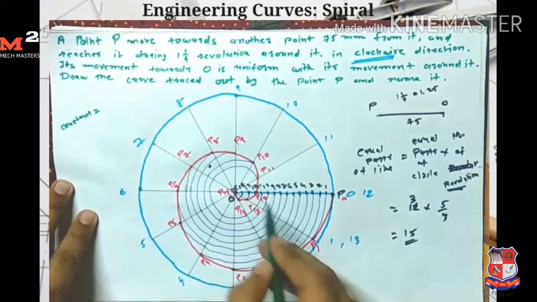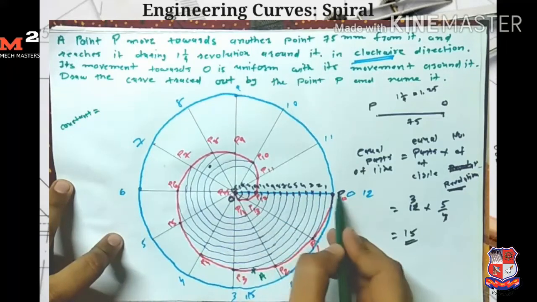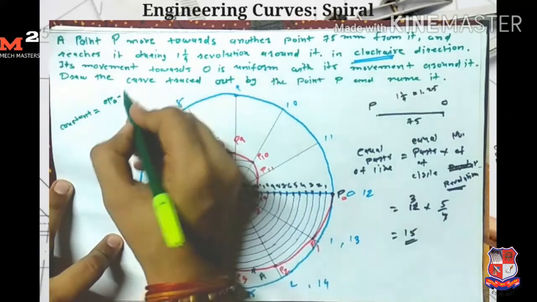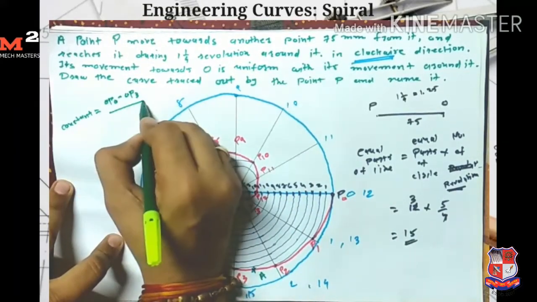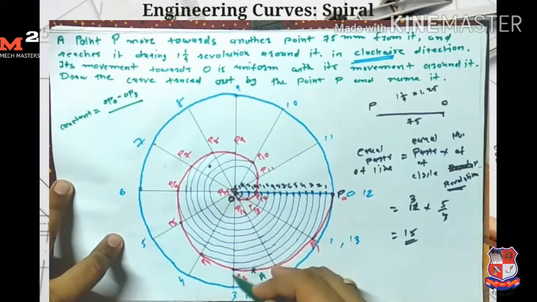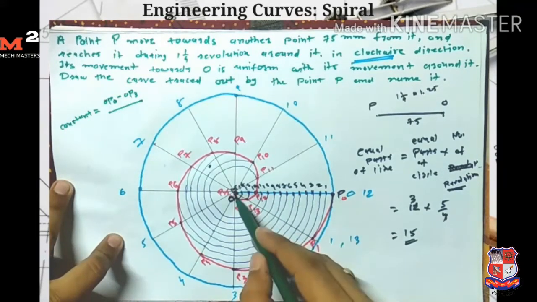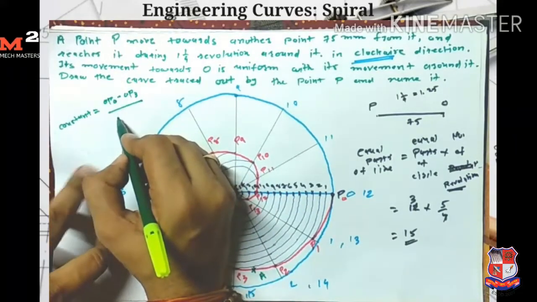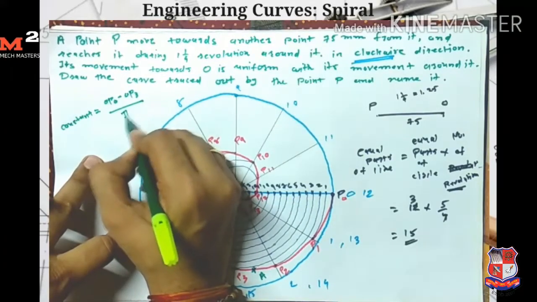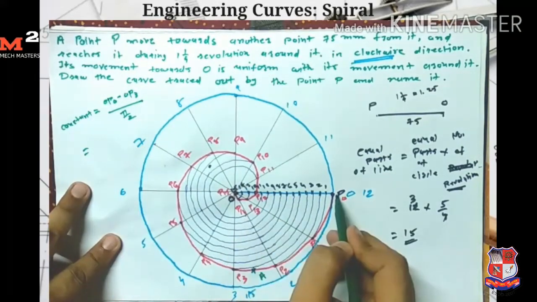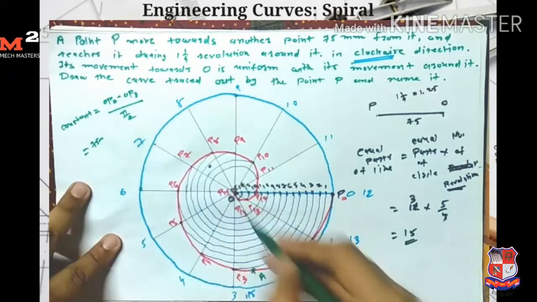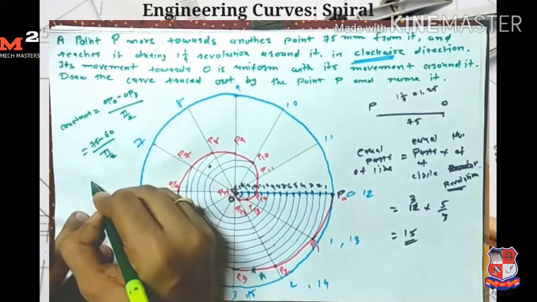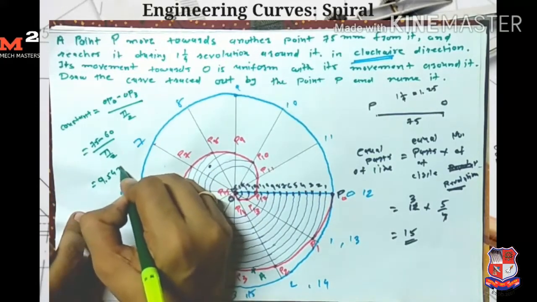The constant is equal to, here I take two radius vectors, one is OP0 minus OP3, divided by the angle between these two radius vectors. Here I take OP0 and OP3, so the angle between them is 90 degrees, but I take the angle in radians, so pi by 2. OP0 is 75 mm, minus OP3 which is 60, divided by pi by 2. So I get the answer 9.54 mm.